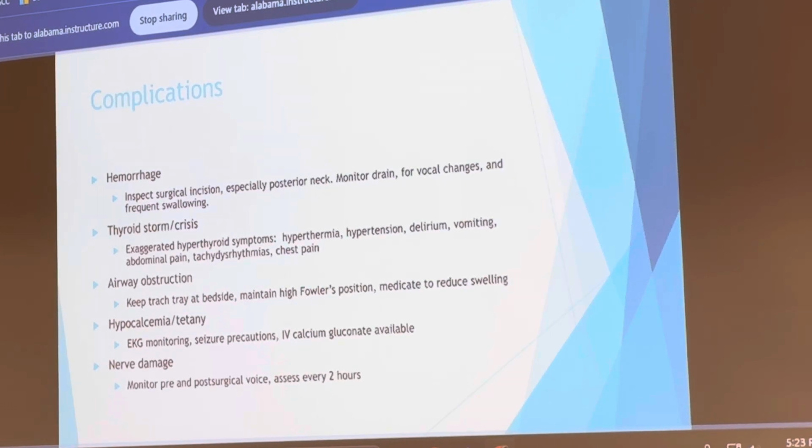Propranolol. Delirium. Not really anything you can give, but you just reorient them and things like that. Vomiting. What can you give them for that? Zofran. That's a good one. Abdominal pain, just more pain meds. Tachydysrhythmias, we go back to that beta blocker.